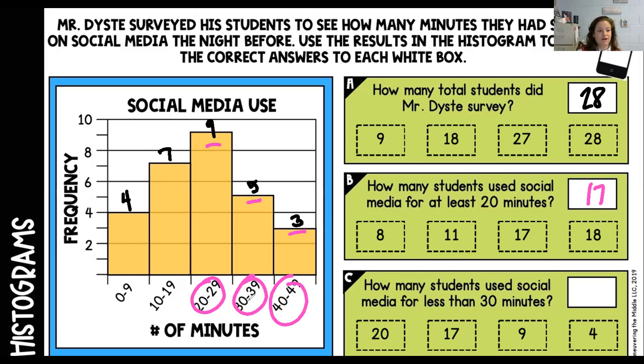Okay, how many students use social media for less than 30 minutes? So we would find our 30 minutes here and we would go less. Now it doesn't want to include 30, it says less than. So we are really looking at our 20 through 29, 10 through 19, and 0 through 9. So we have our 9, 7, and 4. So what is 9 plus 7 plus 4? Which would be 20. Okay, so we just used our data in order to answer questions. Let's continue on with our next graph.